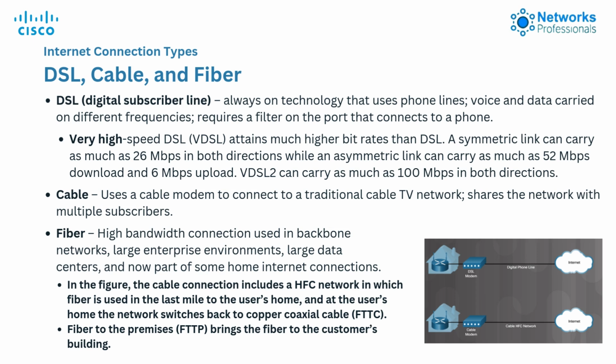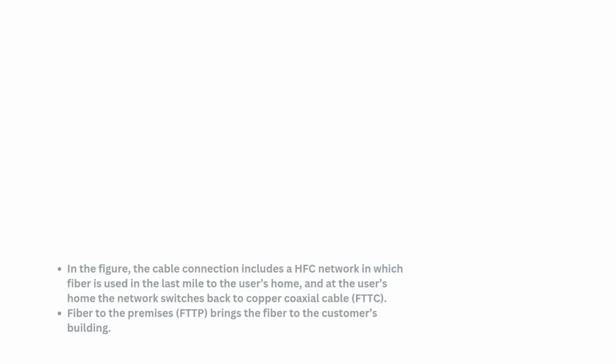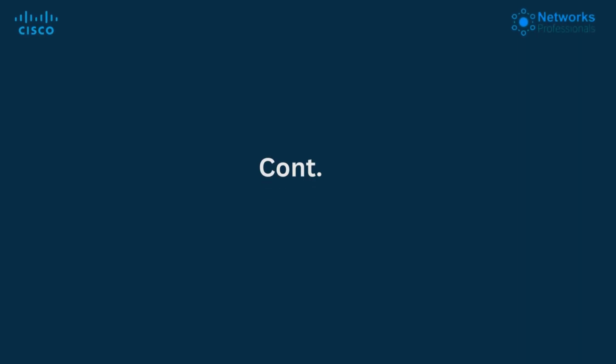Each of these technologies has different benefits and limitations depending on location, infrastructure, and user needs. Fiber is generally the fastest, while DSL and cable remain widely used due to existing networks. We'll discuss the remaining topics in the next lecture.